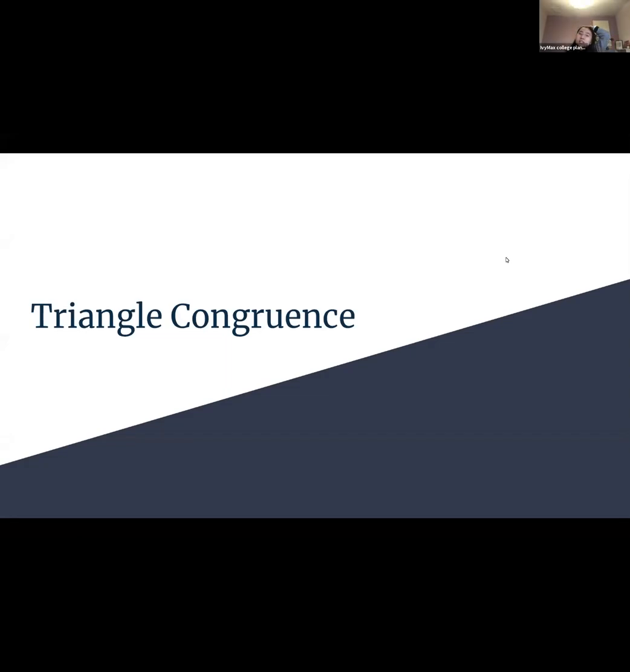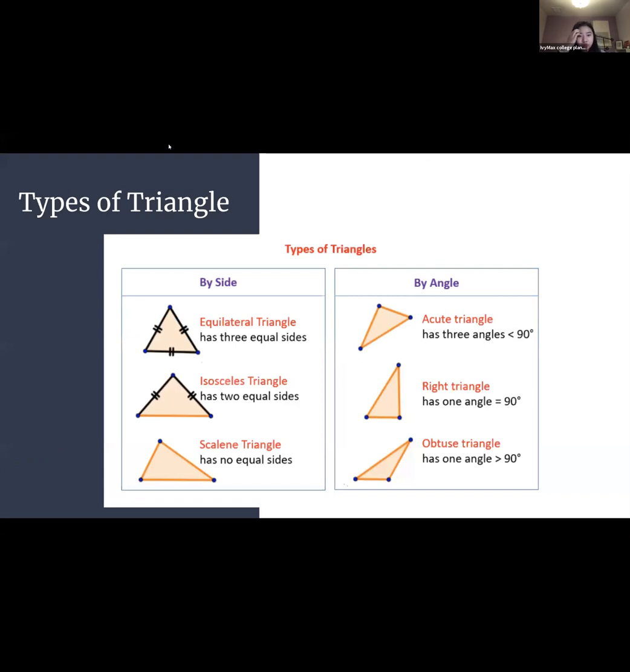Okay, so hello guys. Today we'll start our unit 7 about triangle congruencies, and let's start it. Okay, so here are some types of triangles.